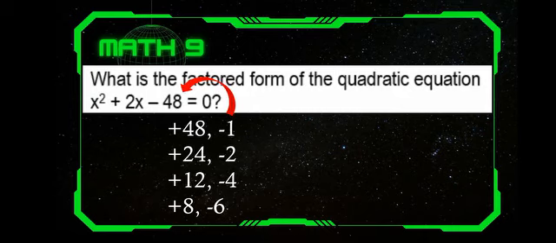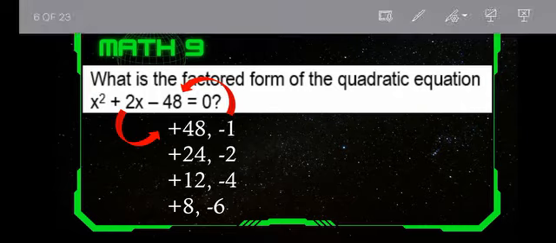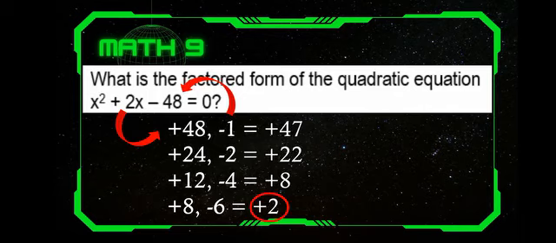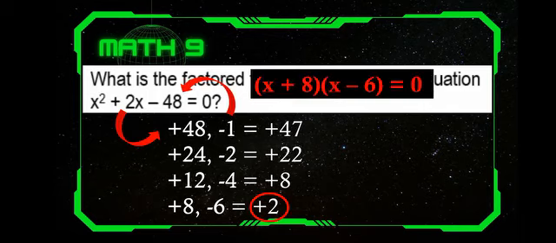Then we will use your linear term, the 2x. So all we have to do is to add the factors of negative 48. Then look for the sum which is 2, and that is the factor of your equation. So add, then we get positive 2. So that means the factored form of the quadratic equation is x plus 8 times x minus 6 is equal to 0.